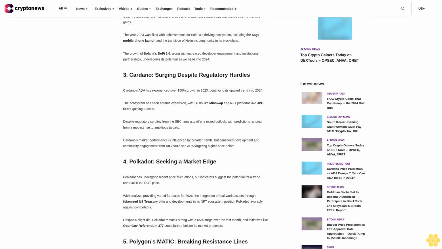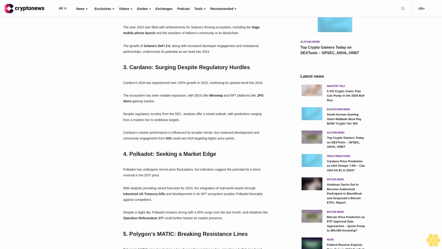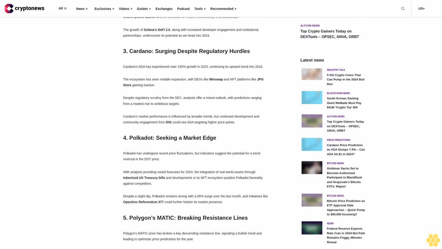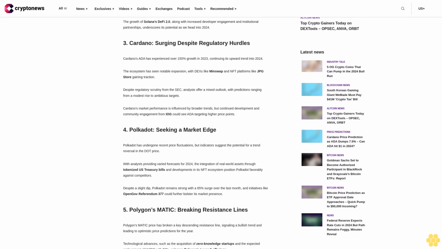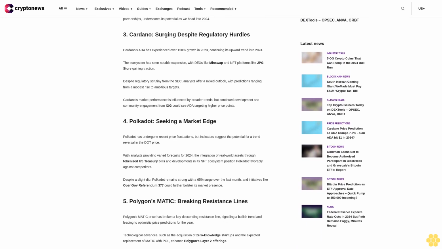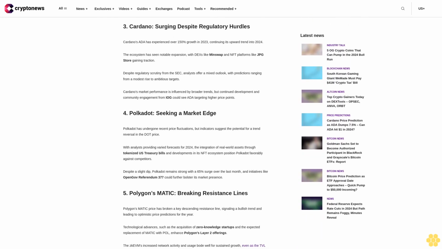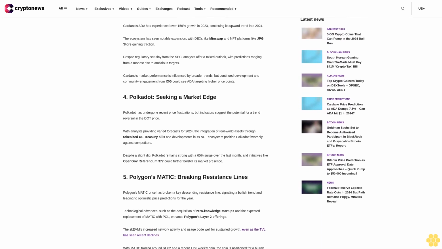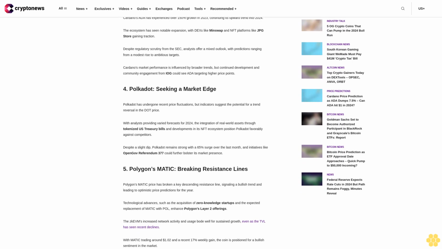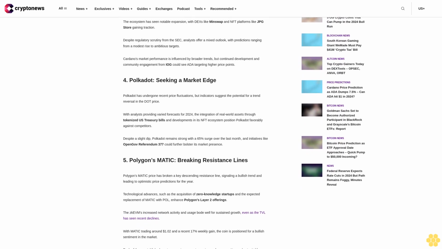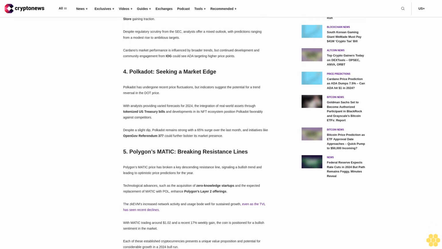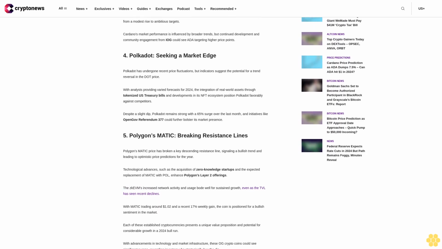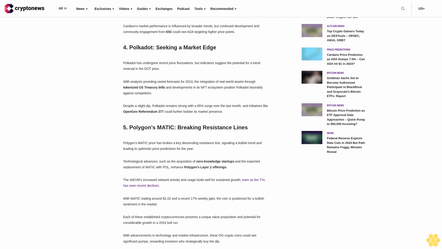2. Solana, building on a year of progress. Solana's price has seen its share of ups and downs, but January has historically been a month of gains. The year 2023 was filled with achievements for Solana's thriving ecosystem, including the Saga mobile phone launch and the transition of Helium's community to its blockchain. The growth of Solana's DeFi 2.0, along with increased developer engagement and institutional partnerships, underscores its potential as we head into 2024.